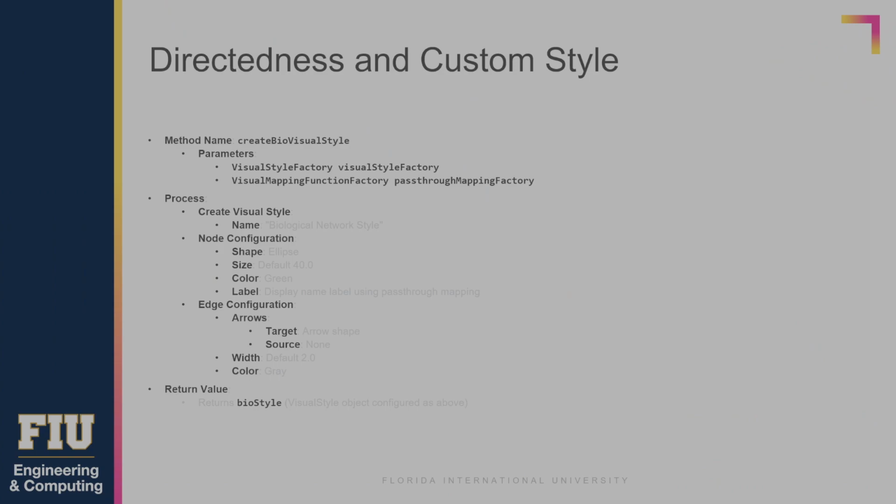Directedness and custom styles. This is a solution for adding support for directed weighted networks. This is part of the front end, so this will be visualized while running Cytoscape. As you can see, it has a method name, its parameters, the process, create a visual style, a name, node configurations. We have the shape, the size, and color and label of the node, the edge configuration, which are the lines or in this case arrows. We have the target and width and a color and the return value, which is the target or the bio style.